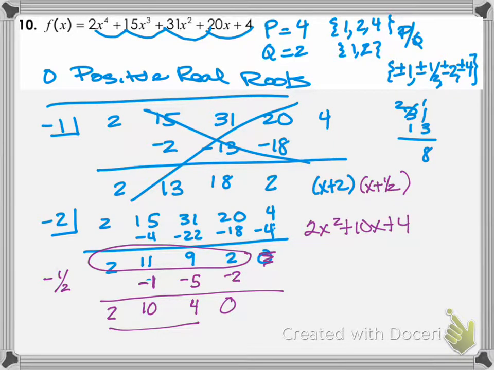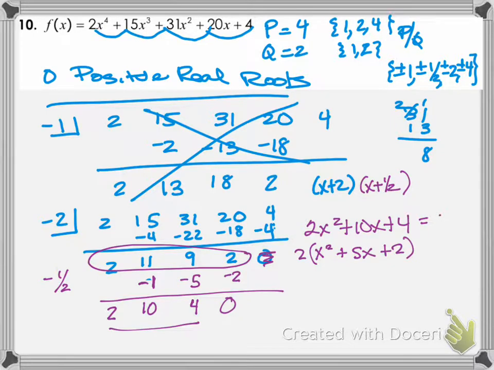And that is not going to factor. So let's divide everything by 2 and set that equal to 0. So x squared plus 5x plus 2. We're going to factor out a 2, and that would be 2 times x squared plus 5x plus 2. And then I'm going to use the quadratic formula.